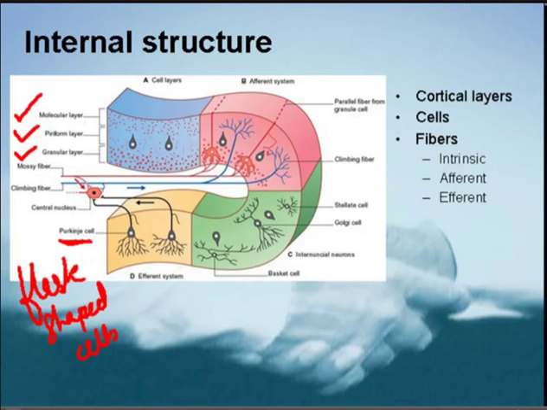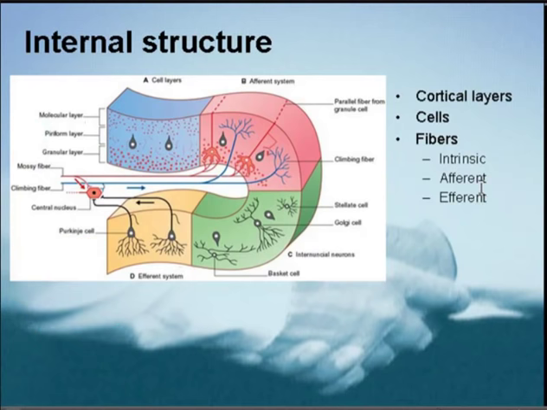Then we have fibers, and there are 3 different types of fibers. Intrinsic fibers are fibers which connect cells within the cerebellar cortex itself. So from the molecular layer, if you have a cell which comes and relays on the Purkinje cell, that's an intrinsic fiber. Then from the granular layer, again, if you have cells which come and relay like this, that again is our intrinsic fibers.